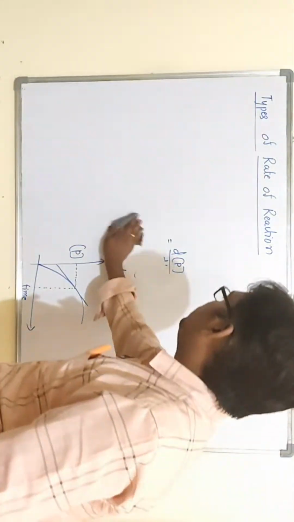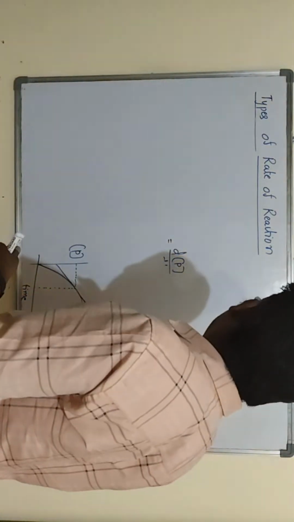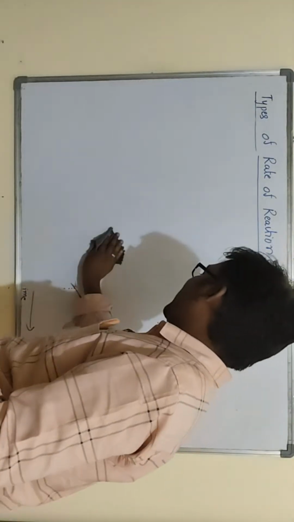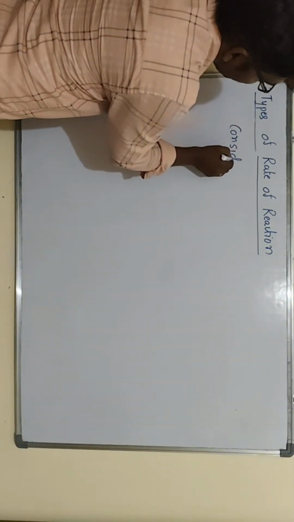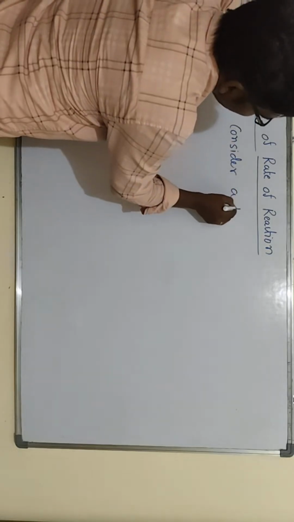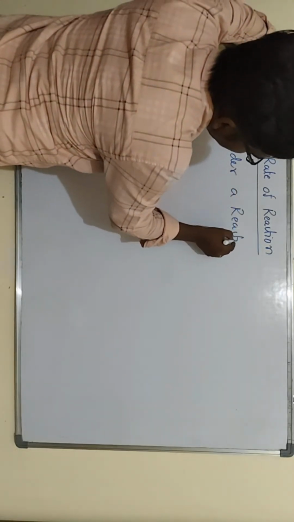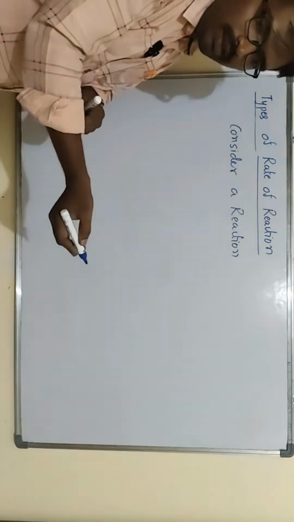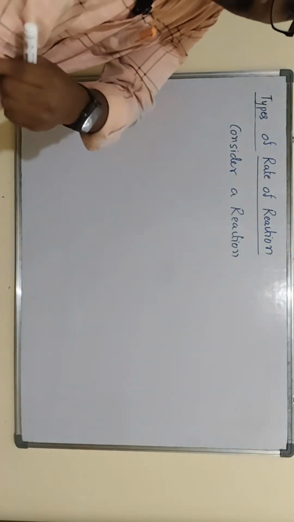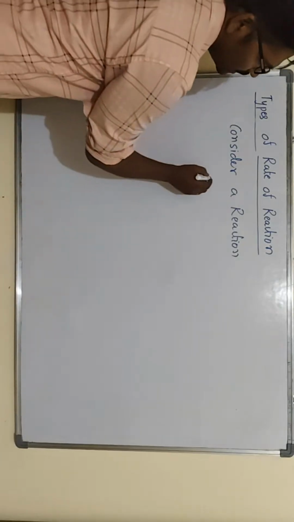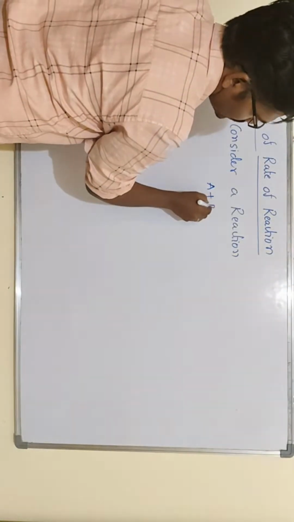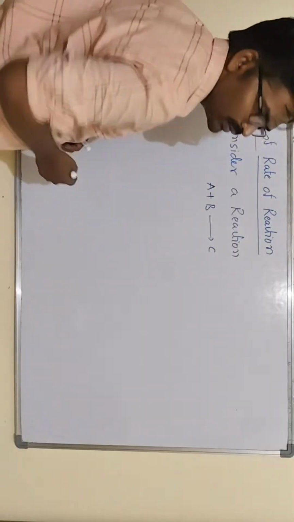Sir, how do we represent both the average rate and the instantaneous rate for a reaction? For example, consider a reaction A plus B gives rise to C.